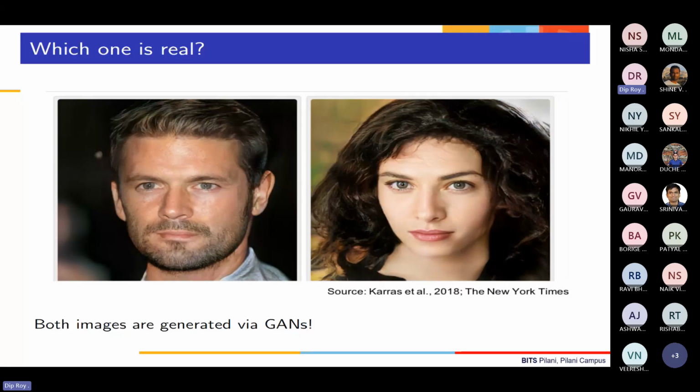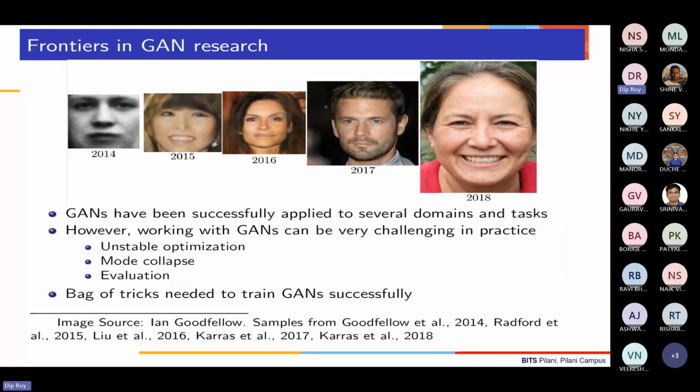So these are the kind of images that a GAN is capable of generating. Both these images are actually generated by GAN. They are not real images. And you can see here that right from 2014 to pre-corona sort of time, that is the time when GAN was doing very well.